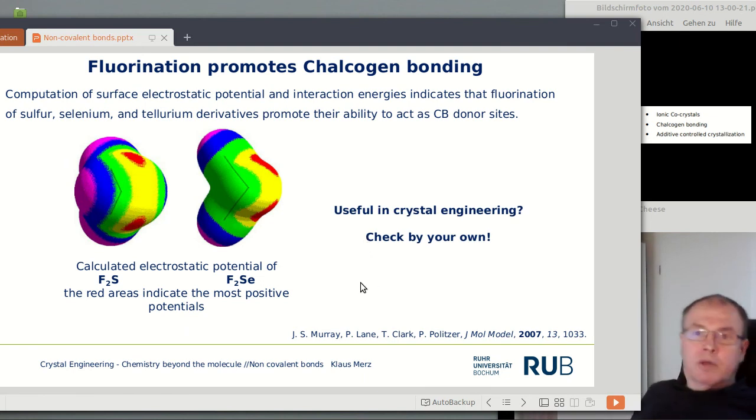Well, question now: is this useful in crystal engineering? We can first check it on our own. Have a look in the crystal structure database, looking for intermolecular interaction of sulfur with neighboring sulfur or selenium, tellurium. You can stop it here and continue. So let's continue.